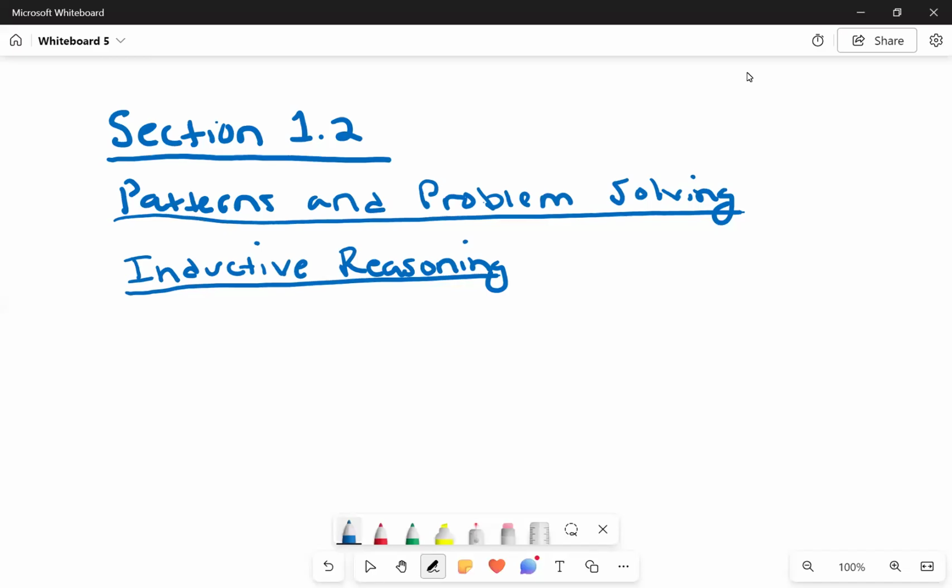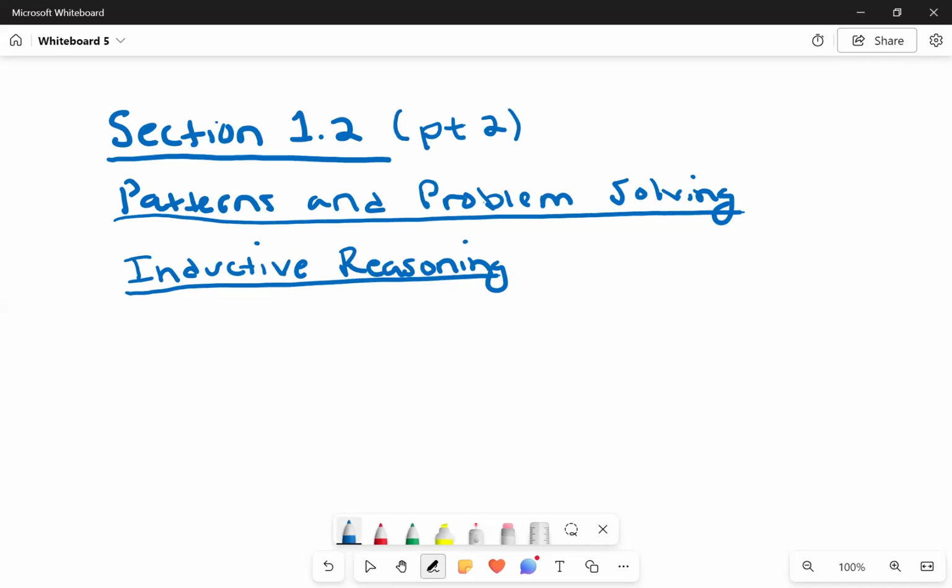In this video, we're going to continue section 2.2. So here I'll put in here, it's part 2 or continued, however you want to think of that. And we talked about patterns in the last video. This video, we're going to look at the problem solving aspect, and we're taking a little bit of a different spin than what we did from 1.1. We're going to look at inductive reasoning.